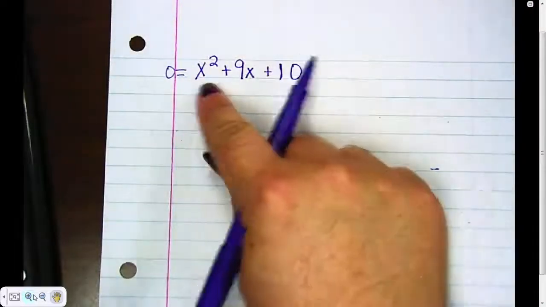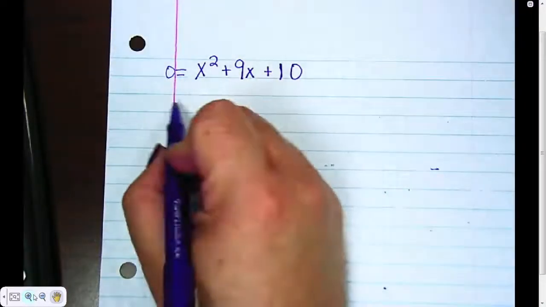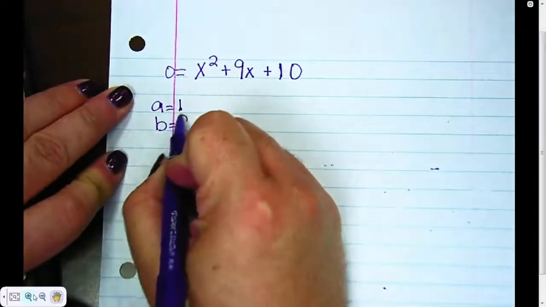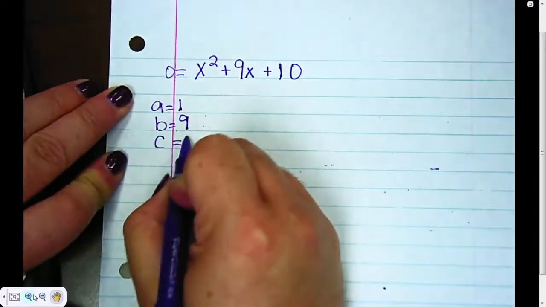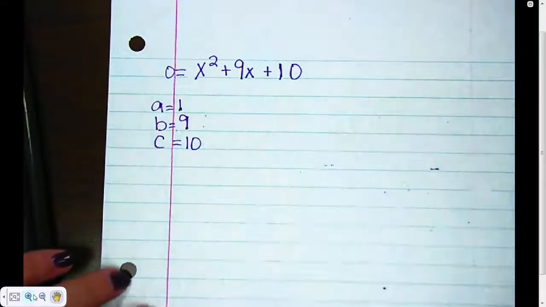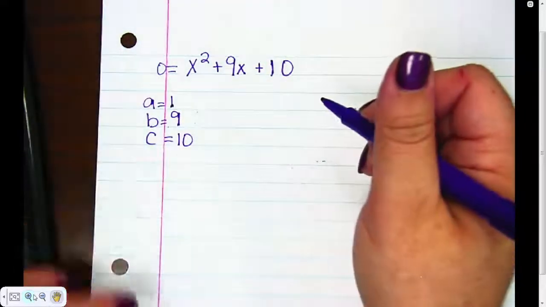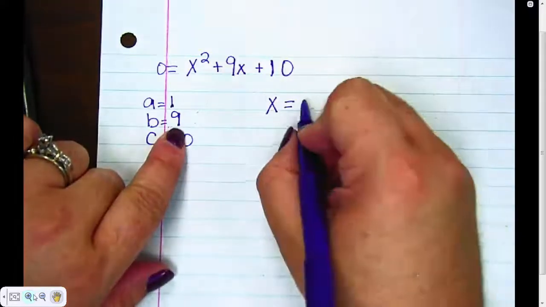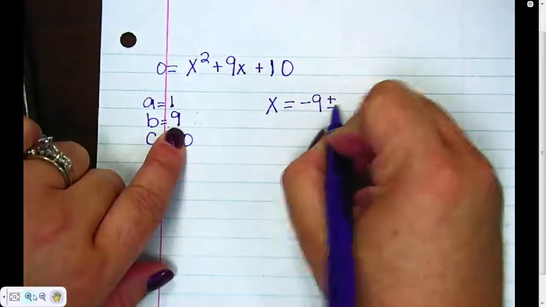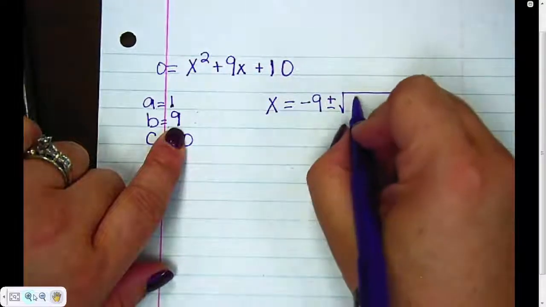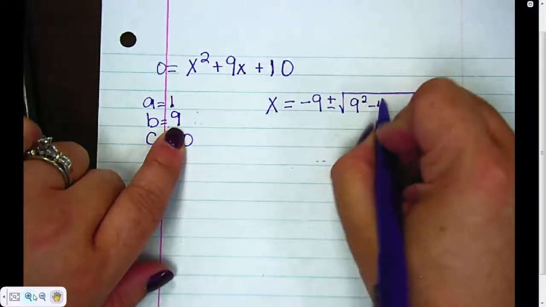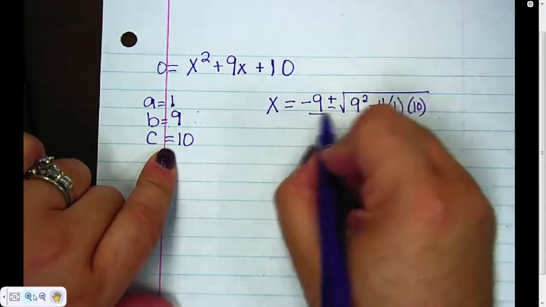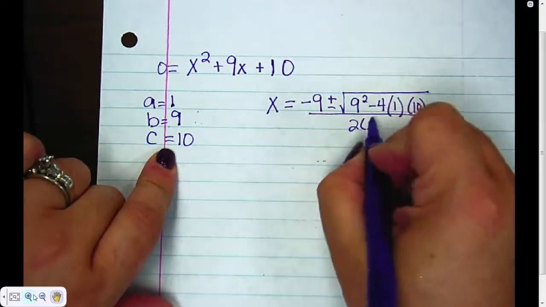Okay, we've got everything equal to 0, so let's identify our A. That's 1. B is 9, and C is 10. Make sure you're writing all of this down. We're going to plug this into the quadratic formula. So x equals negative 9 plus or minus the square root of 9 squared minus 4 times 1 times 10, all over 2 times 1.